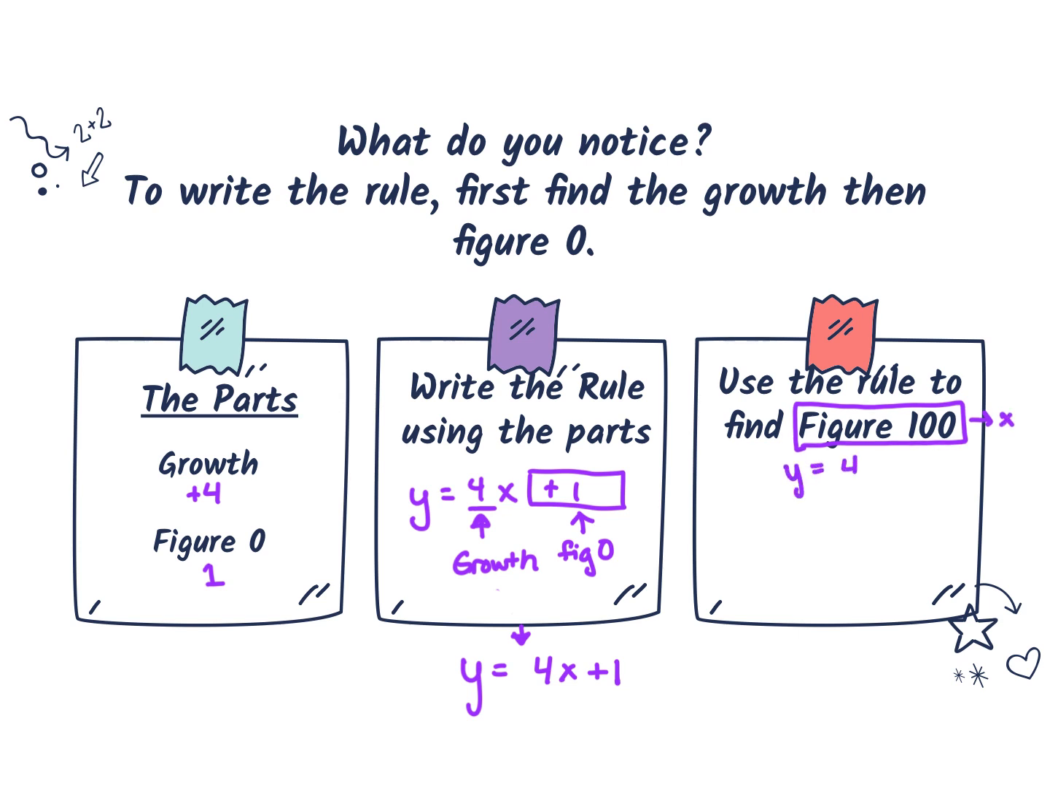You start by writing the equation down. Please write the equation down. We are going to sub in the value of 100 for x. So y is going to equal 4 times 100 using the order of operations plus 1. Y is going to equal 400 plus 1. Y will equal 401. We have 401 tiles in figure 100 for this growth linear pattern.